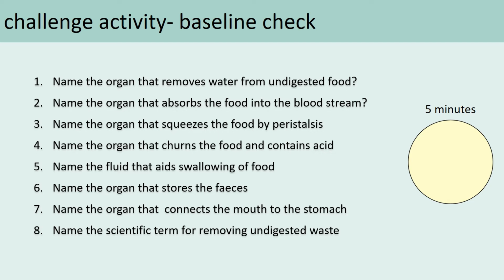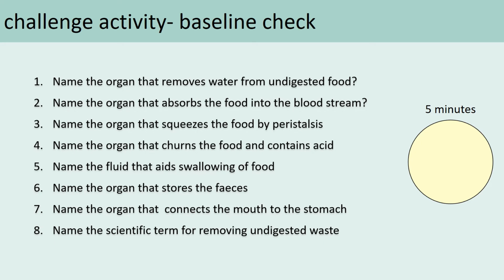So question number 1, name the organ that removes water from undigested food. That is the large intestine. Number 2, the organ that absorbs the food into the bloodstream is the small intestine. Number 3, name the organ that squeezes the food by peristalsis. That is the oesophagus or the gullet. Number 4, name the organ that churns the food and contains acid. Hopefully you knew that was the stomach.